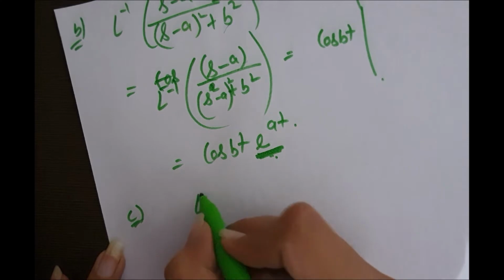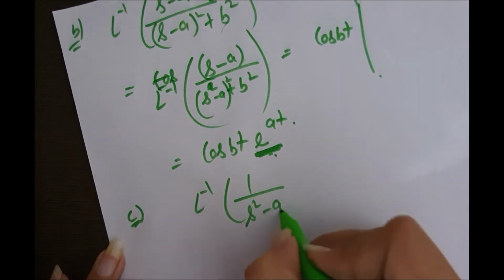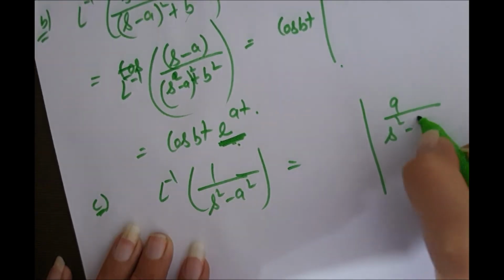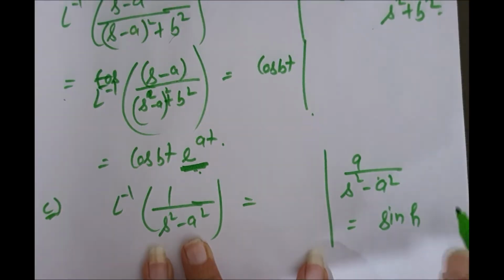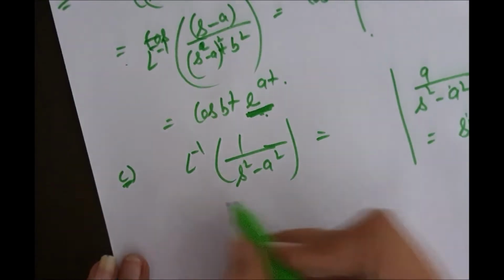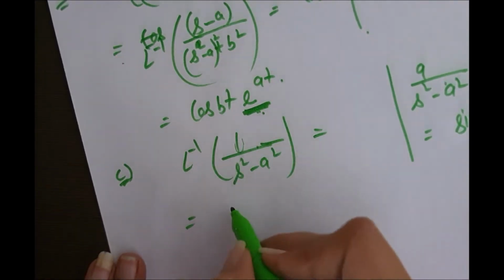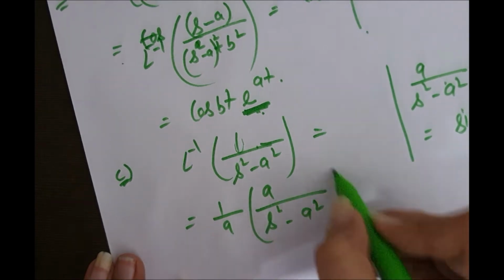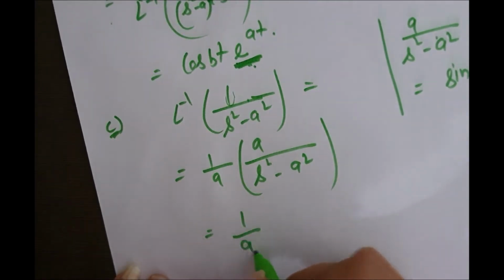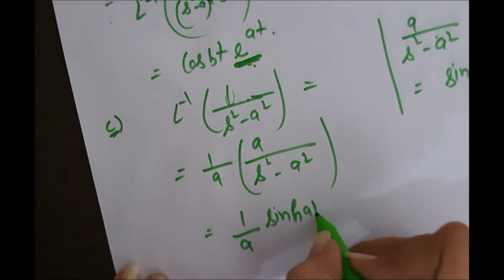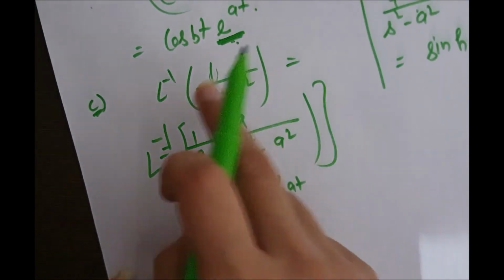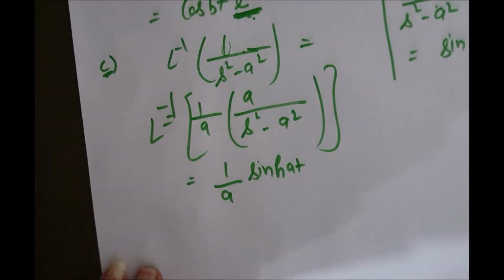Similarly, here a upon s square minus a square, this is sinh at, and here to make a in the numerator we have to multiply and divide by a. So it will be 1 upon a sinh at. So Laplace inverse of this function comes out to be this. If you know Laplace transform, then its reverse will be simple for you.